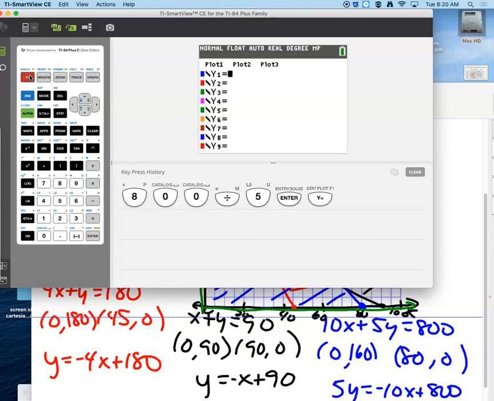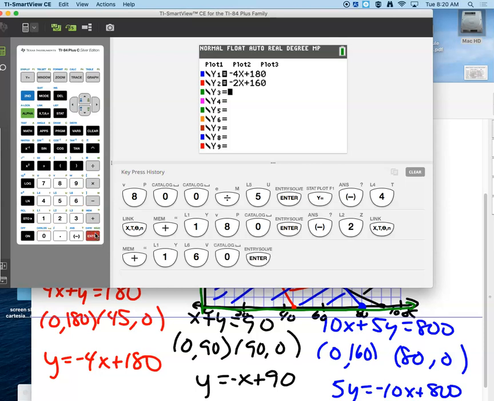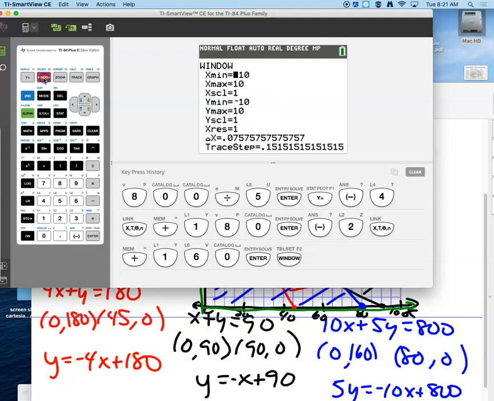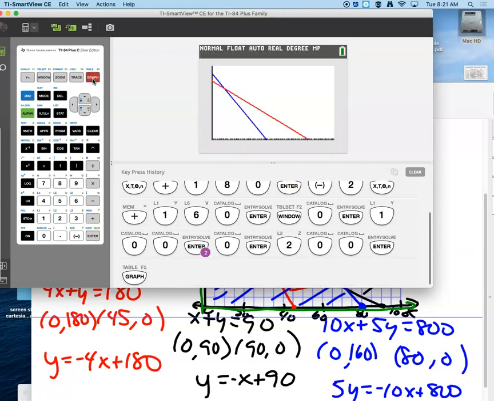Y equals negative 4x plus 180 and negative 2x plus 160. But I'm going to have to change my window. You know, and I want my window to match what I have here. So for my x's, we had 0 to 100. And for the y's, 0 to 200. Because then I can visually see, yep, it was that upper left-hand quarter that I wanted to see, and I see they're hitting each other right there.